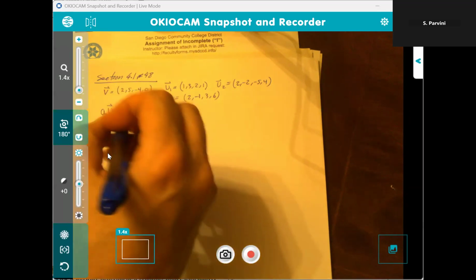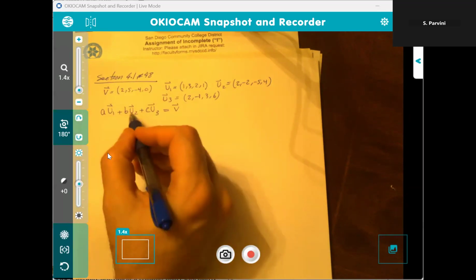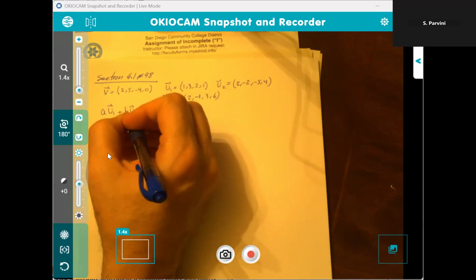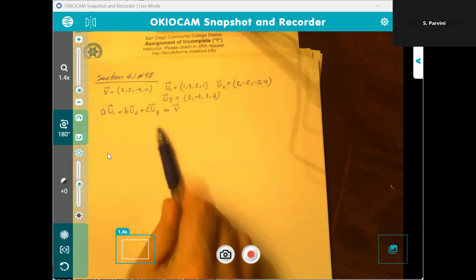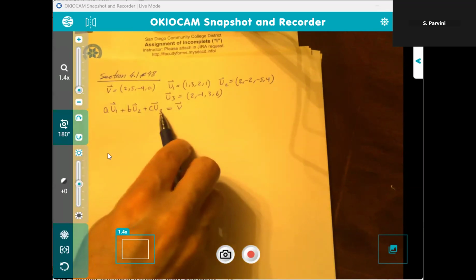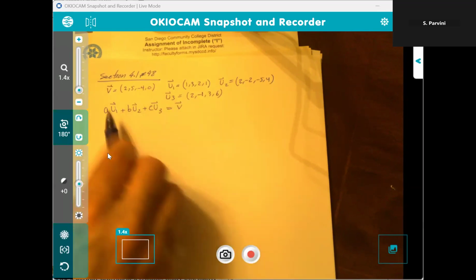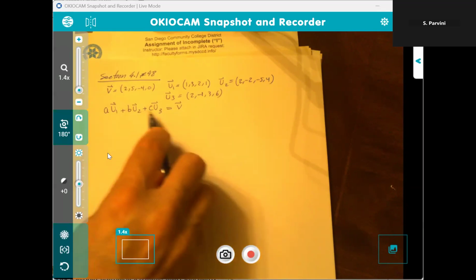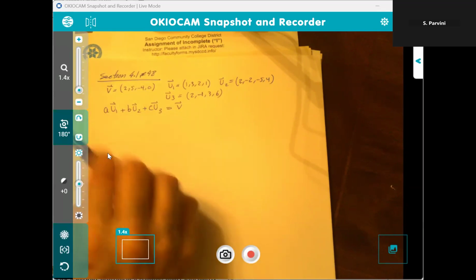Now, A times U1, so what is this going to look like? And you can imagine what this is going to look like. When you multiply A times U1, B times U2, C times U3 equals V, each of these components of U1, U2, U3, let's say the first components.